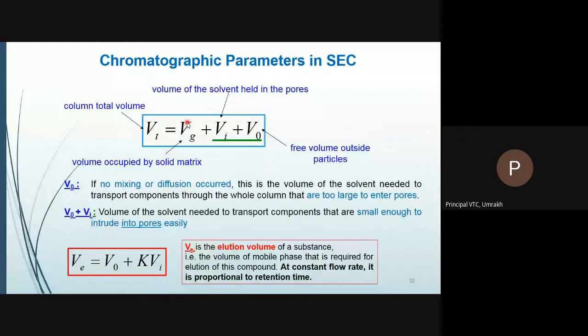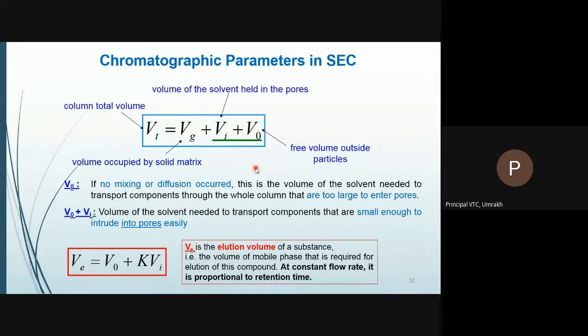Vt means total volume. Vg is the volume of packing, that is, the volume of the packed column. Vi is the volume of solvent, while V0 is the free volume outside the particles. Now there will be two cases.